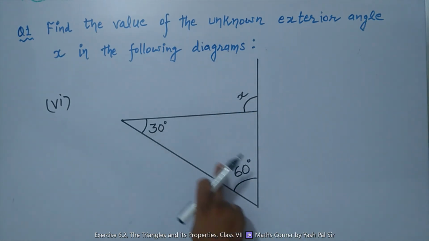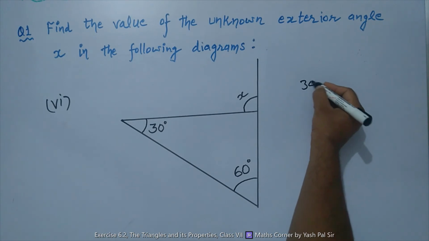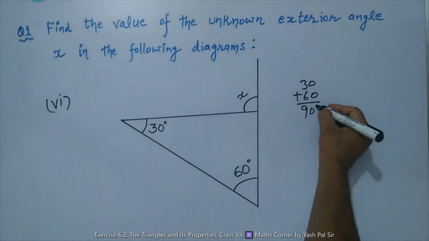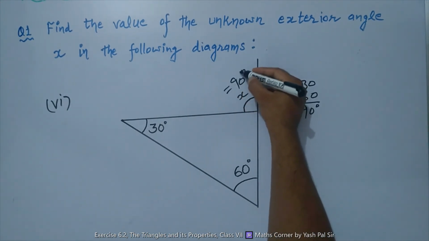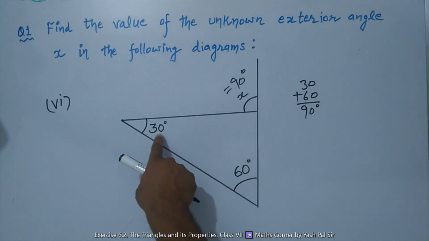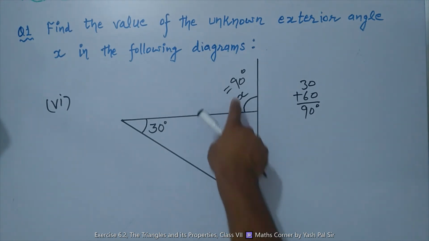X is the unknown, this is the exterior angle, and the opposite interior angles are 30 degrees and 60 degrees. What is the sum of opposite interior angles? 30 plus 60 is equal to 90 degrees. So the value of x will be 90 degrees. Okay, the sum of opposite interior angles is equal to the exterior angle.